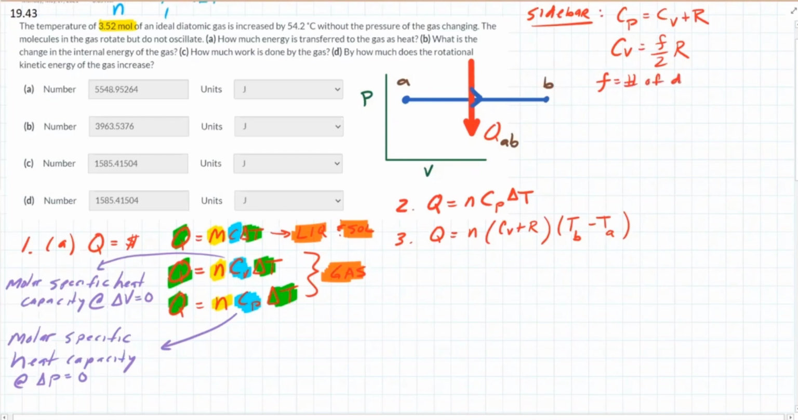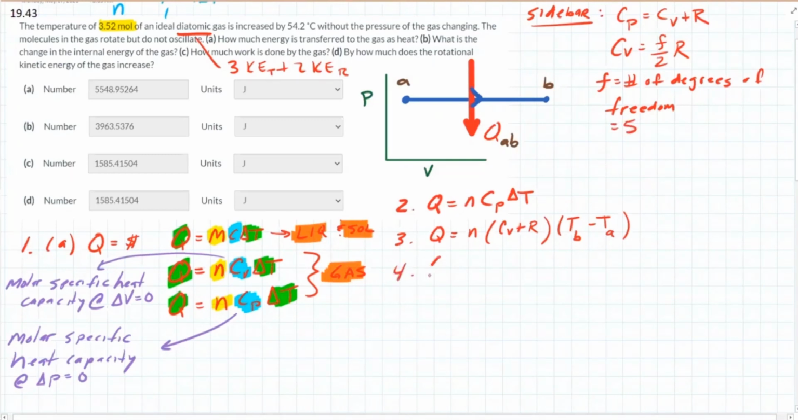That's good. And I think I'm good to go with the sidebar because this F here is the number of degrees of freedom. And hopefully you're nodding your head in agreement that, yeah, this is 5 degrees of freedom because if it's diatomic, I have 3 translational plus 2 rotational equals 5. So F equals 5. So that's my sidebar. All right, so let's keep going.